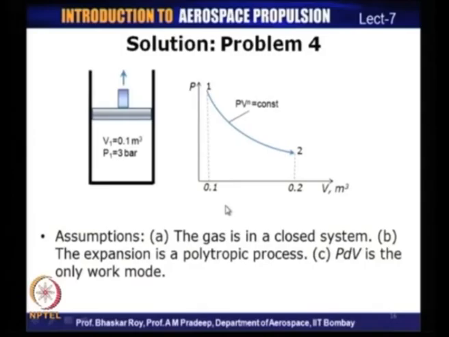Some of the assumptions besides the quasi equilibrium assumption are that the gas is obviously in a closed system, and the expansion mode is a polytropic process, which is basically qualified by PV raised to n is a constant, and that PdV work is the only work mode. Some of these assumptions are also valid for the previous 3 examples which we solved for PdV work processes.